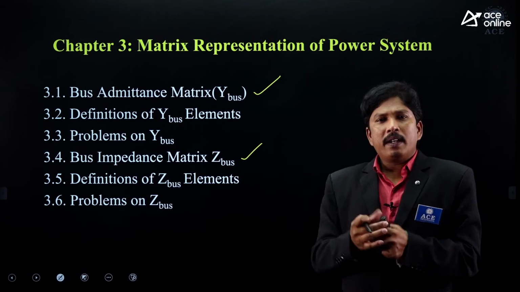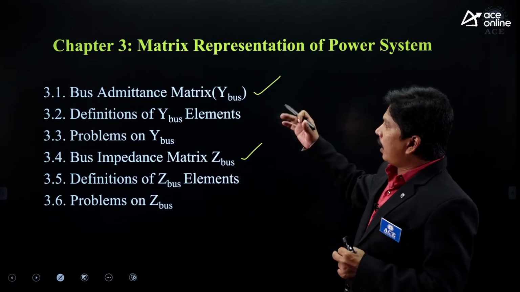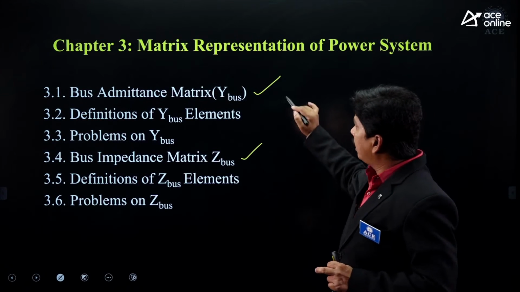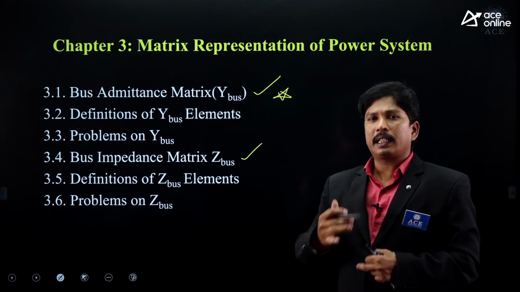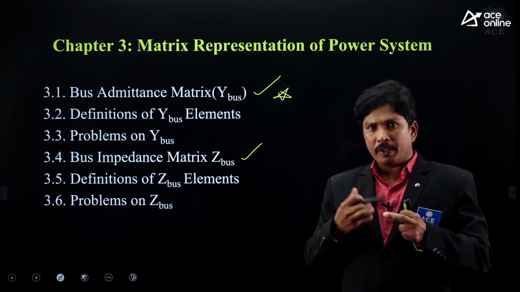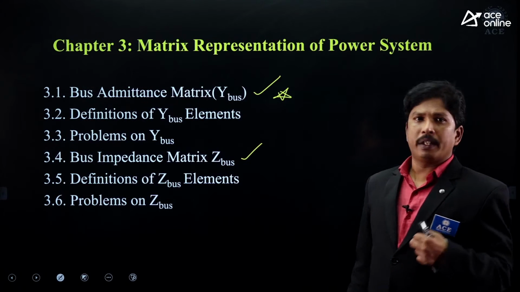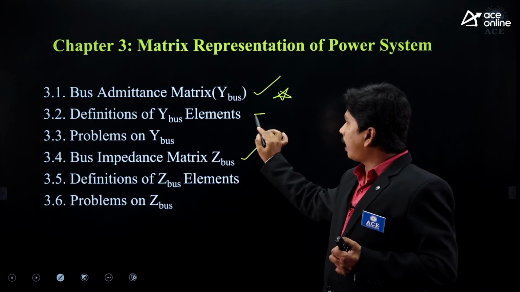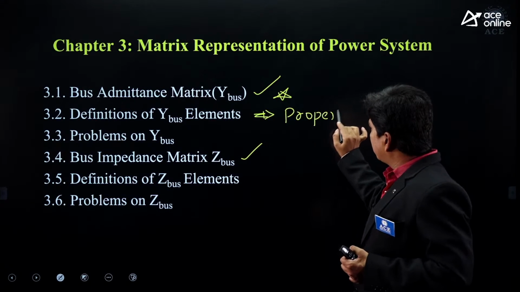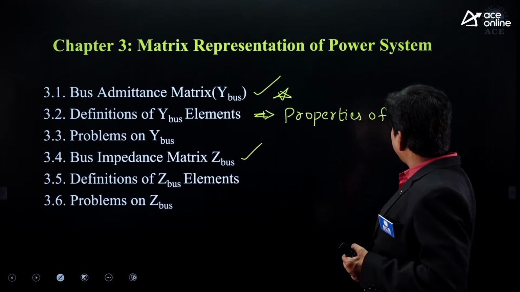See here, whenever we are going for load flow analysis, we need the admittance quantities or the impedance quantities. Most probably we can go for the admittance quantities. Why? Because the calculation of admittances is very simple compared to that of the impedances. When you go for actual calculations, we can get those advantages. And the definitions of Y bus elements, and along with that we can go for the properties of Y bus.